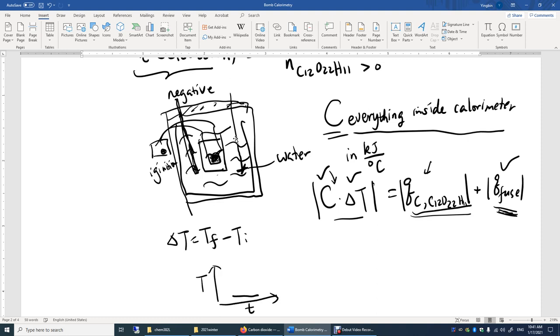Okay, so I'm going to draw a thermogram here. And then I ignite the sample. Combustion heat is released. The water absorbs the heat, therefore the temperature goes up, right? And eventually the temperature will level off, right? So over here, this is my T final. Over here, this is T initial. And then delta T is just T final minus T initial, right? Well, it's pretty good if you just need to get a rough estimate of delta T.